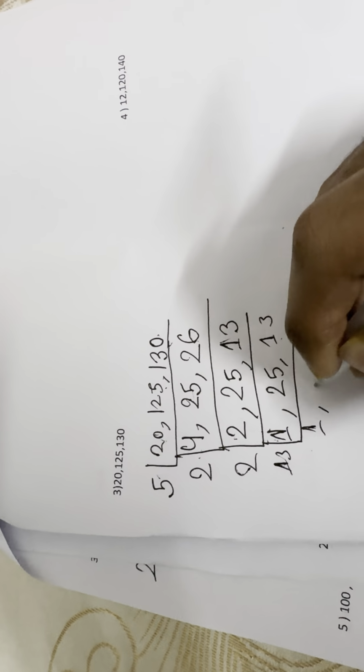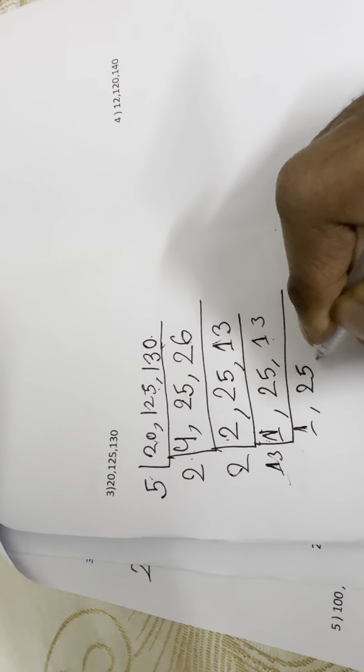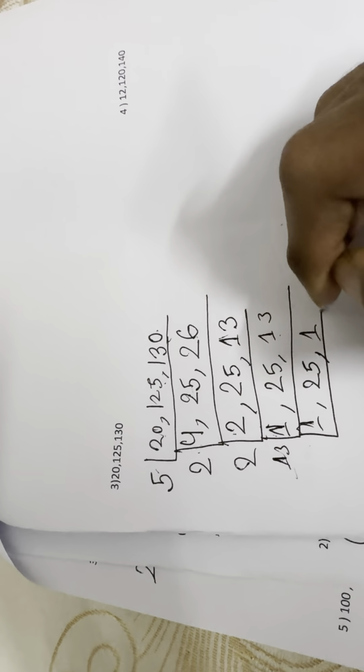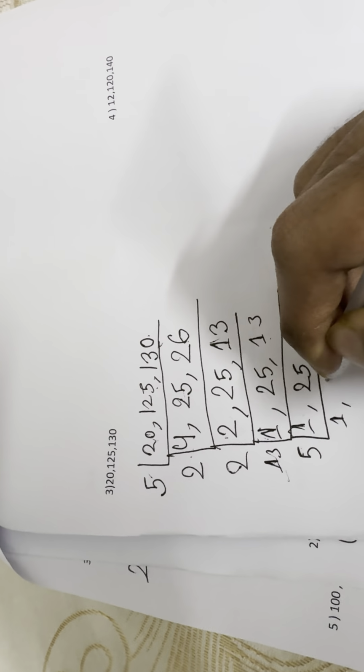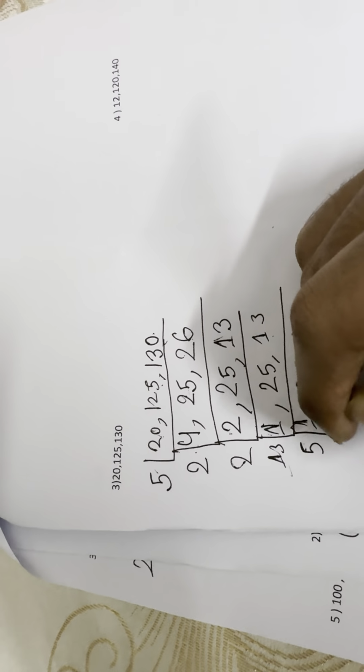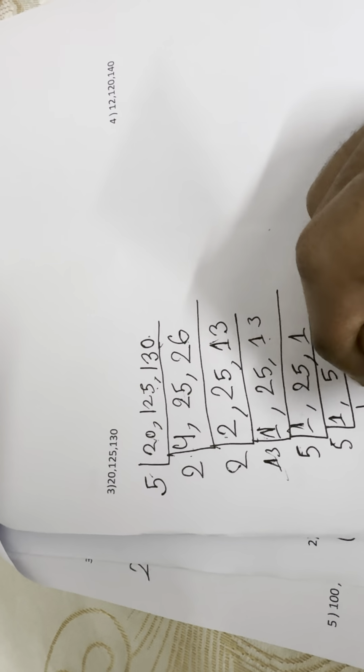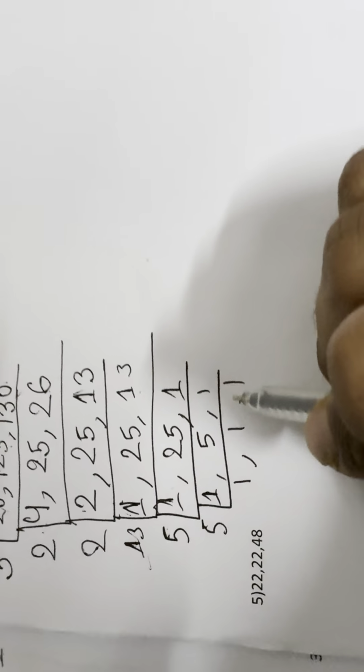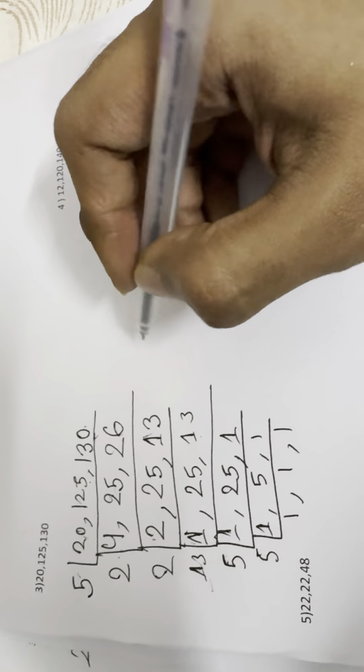Now we are going to be taking 13 for this one. 1, here 25, because 25 is not divided by 13, and 1 it comes. Then we are going to be taking 5, 1, 5 and 1, and the last number we are going to be taking is 5, 1, 1, 1. In LCM we brought all three to 1. That is the main purpose of LCM.